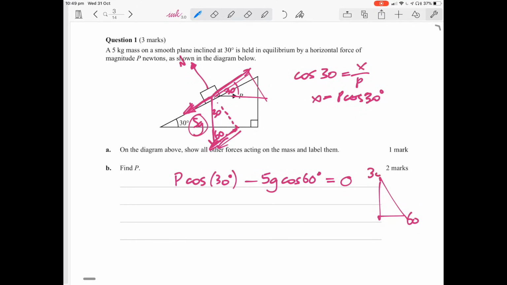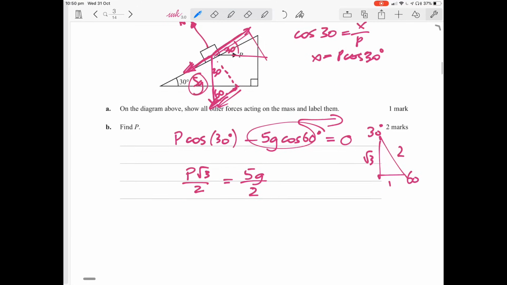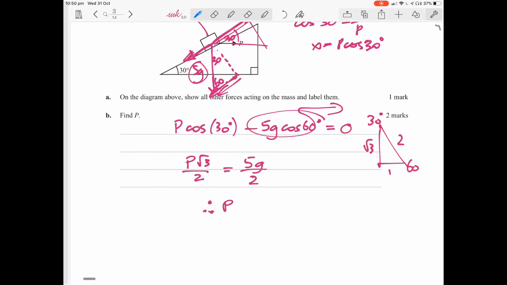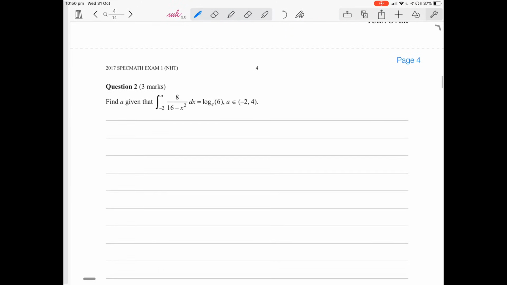Okay, so from here, what's cos of 30 and cos of 60? 60, 30, 1, 2, root 3. Cos of 30, P root 3 on 2 is equal to, bring that to the other side, 5G cos of 60, which is 5G on 2. So therefore, P, they cancel, is equal to 5G on root 3, which is 5 root 3G on 3. You should rationalize, definitely in a specialist exam.